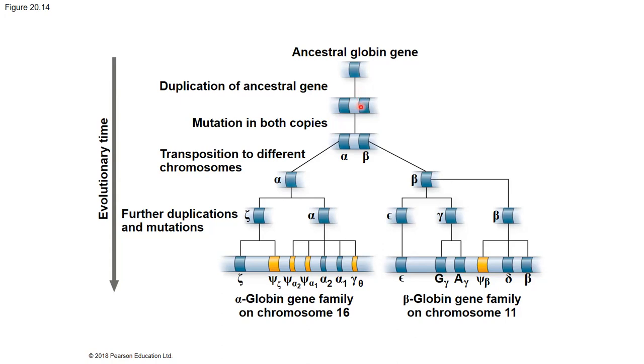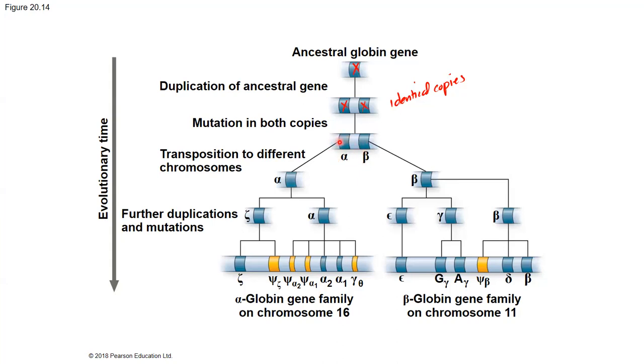So then now we have two copies and some mutations. So these are identical here. So gene duplication, then identical copies. So let's say this is the X gene, this is X gene, now this is X gene. And now these two copies have mutations, and now they have different sequences. That's why they're called alpha and beta.